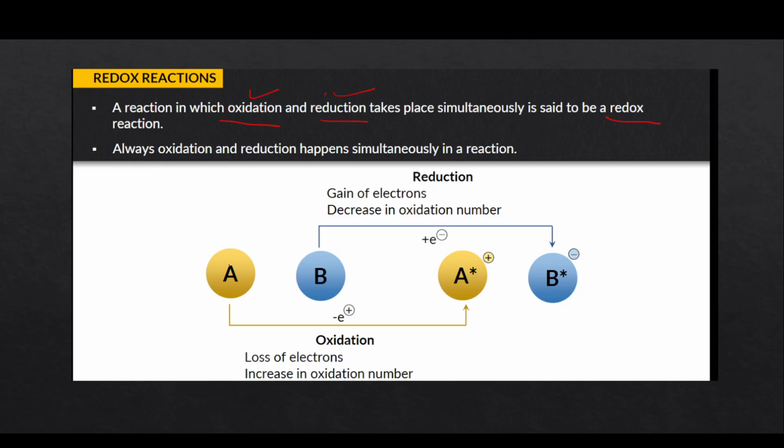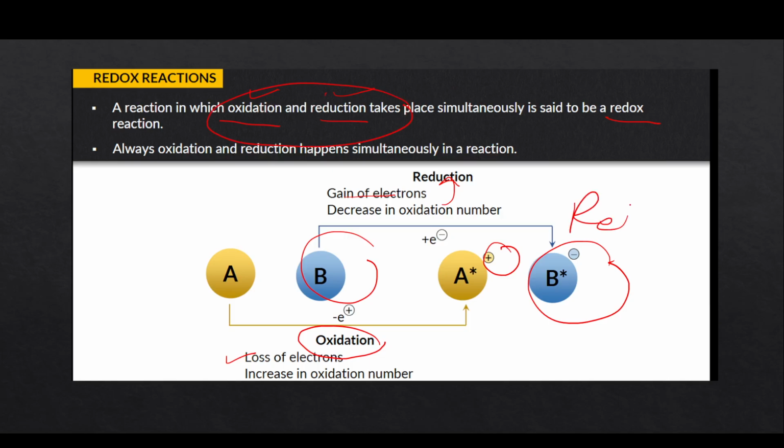reaction. Like here, if A loses electrons, it is called oxidation. Okay, it will gain positive charge because it is losing negative. B is gaining electrons, so it will get negative charge, and gaining electrons means reduction. So this complete reaction where both of them are taking place at the same time is called a redox reaction.